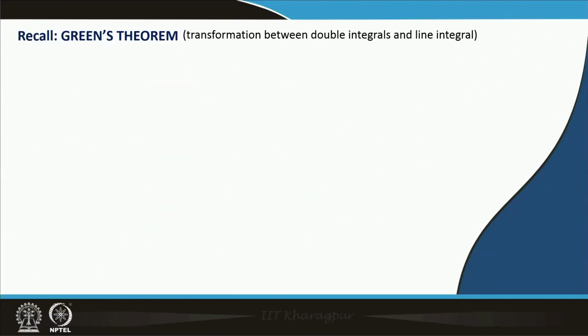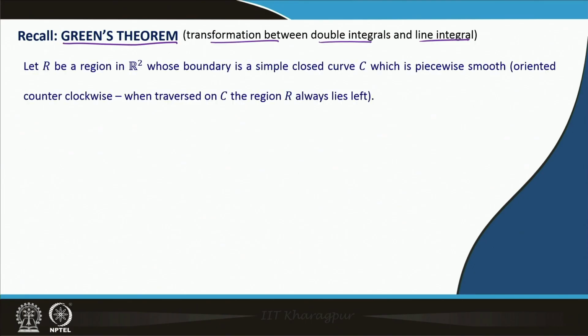Since we will be using Green's theorem, just to recall that we have already discussed this Green's theorem, which was the transformation between double integral and line integral. Let R be a region in the R 2 plane whose boundary is a simple closed curve C, which is piecewise smooth. All these terms were discussed already in vector calculus, and this curve is oriented counterclockwise. Meaning when we traverse on the C, the region R always lies to the left.